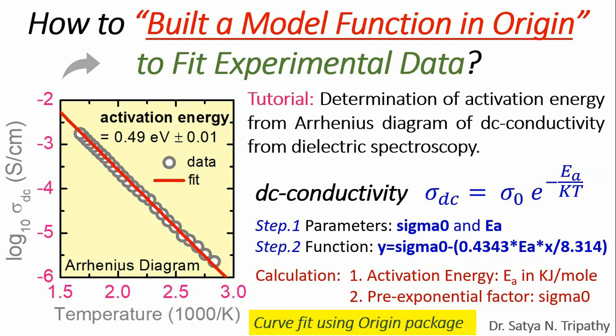In this video, I'll demonstrate how to build an equation or a function to fit experimental data using the Origin package. In this tutorial, I have taken the example of variation of DC conductivity with temperature, which we call the Arrhenius diagram. The DC conductivity is presented by the equation sigma DC is equal to sigma 0, which is a pre-exponential factor, multiplied by e to the power minus EA by KT. Here EA is the activation energy, K is the Boltzmann constant, and T is the temperature. Let's see how we actually write the equation in Origin, fit the data, and calculate the parameters.